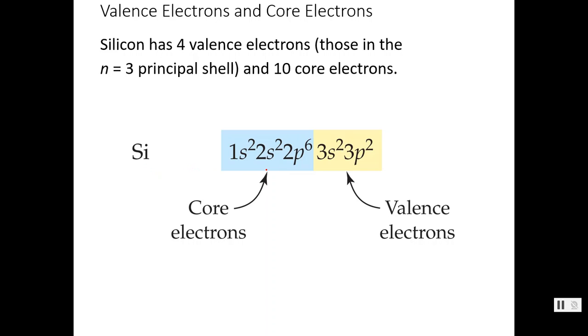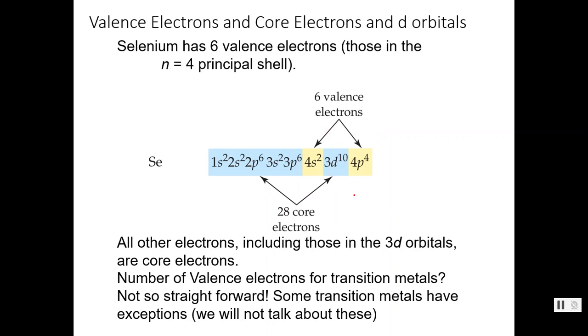So these next 2 slides are just showing you the difference between core and valence electrons. Silicon would have a total of 4 valence electrons, because those are the ones in the orbitals with the highest principal quantum number. The rest of the electrons would be core electrons. With selenium, again, make sure that you use the valence electrons with the highest principal quantum number.